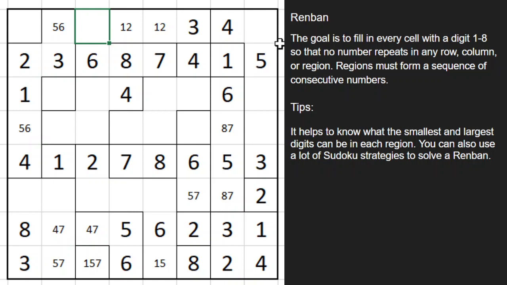Where does the 8 go? Well, 8 can't go here. So that puts an 8 in one of these two. Where does the 7 go? Well, it could go in any of those. So that's not super helpful.